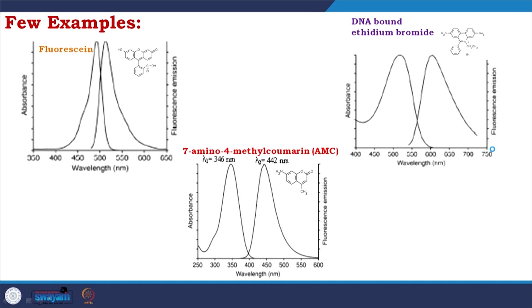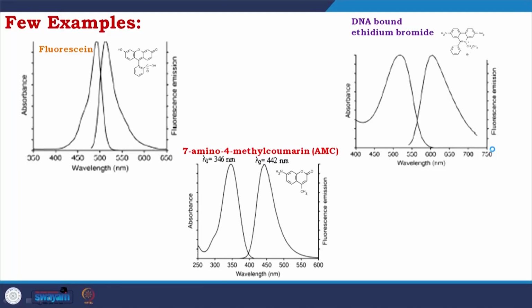So, these are some of the examples. This is fluorescein, and you see the absorption and fluorescence emission. This is DNA bound ethidium bromide. Ethidium bromide, when it is alone in the solution, does not show any fluorescence, but when it binds to DNA, only then does it show fluorescence. 7 amino 4 methyl coumarin, or AMC, you again see the profile.